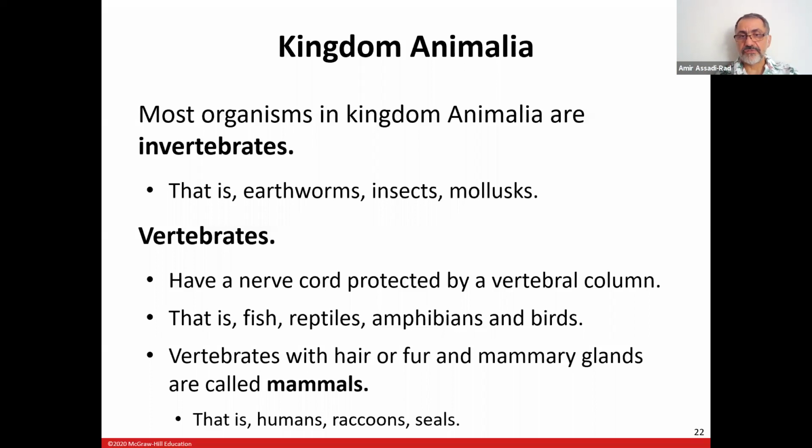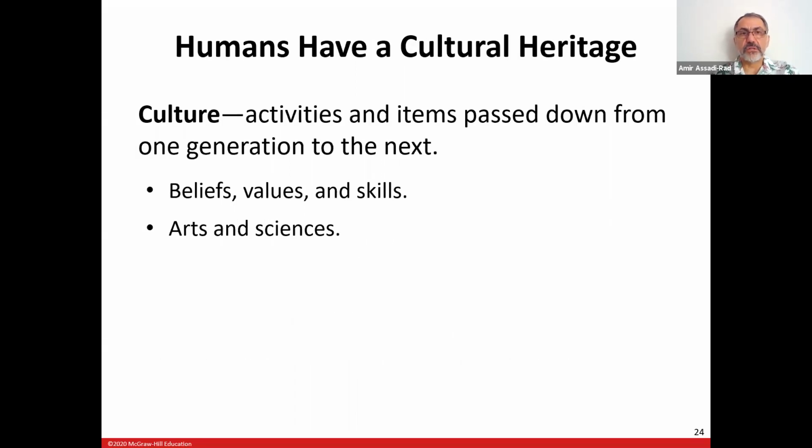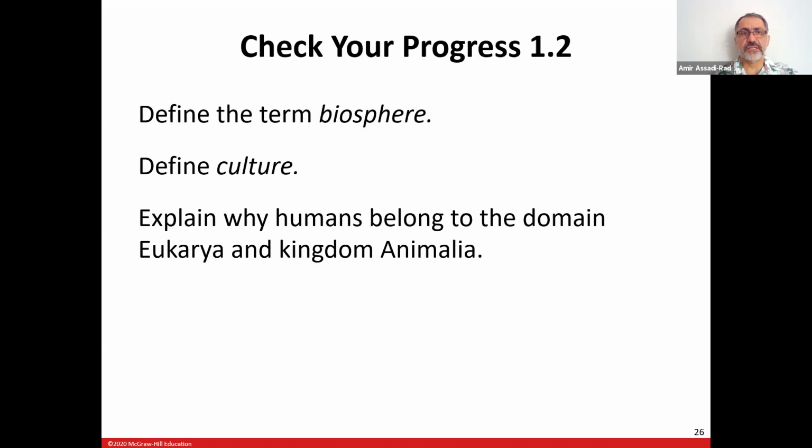Vertebrates with hair or fur and mammary glands, which is us, that is human, raccoons, and seals. Humans are most closely related to apes, but are distinguished from apes by a highly developed brain, completely upright stance, creative language skills, and the ability to use a wide variety of tools. Humans and apes have a common ancestor. Okay, culture: activities and items passed down from one generation to the next, beliefs, values, skills, and so forth. The biosphere spans the surface of the earth into the atmosphere and into the soil area as well.